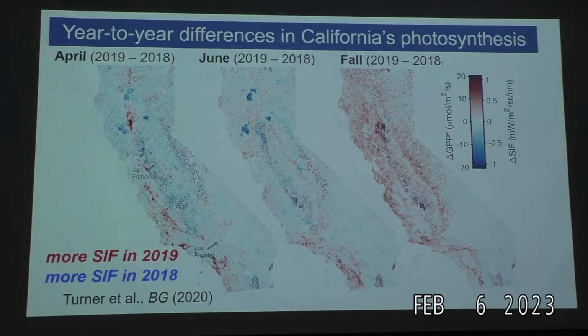And just, important, in this view at the whole state of California, what you can see is the large forest fires made enormous changes in the photosynthesis, easily seen from space.